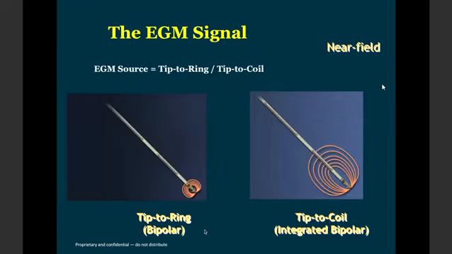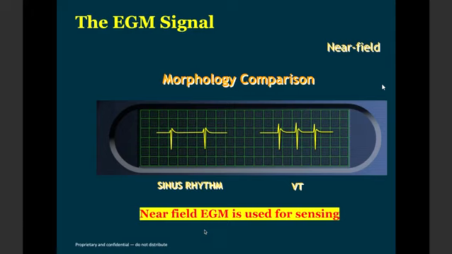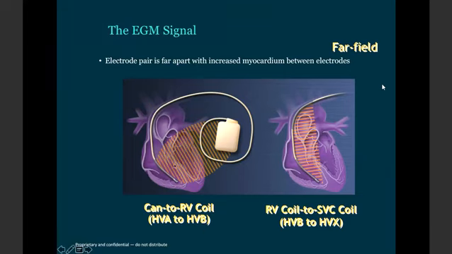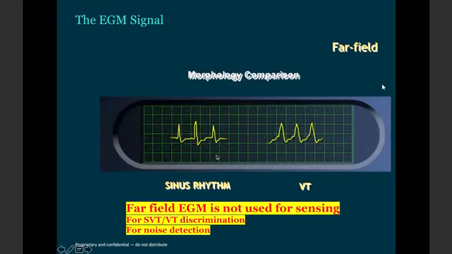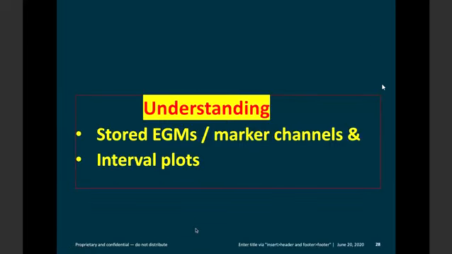Near field is between the tip to ring or tip to coil. It is only for sensing purpose. It only counts the rate. Of course, it has to have a good electrogram where it is in contact. So it only goes by the rate. It is the primary sensing electrogram that is used by the device for detecting an arrhythmia. Far field is from the coil to the CAN nominally, and that is different between a supraventricular rhythm and a ventricular rhythm, and it can be used for discriminating purposes, not for sensing the arrhythmia. Now we go on to study the EGM, marker channels, and interval plot before we go to the cases.